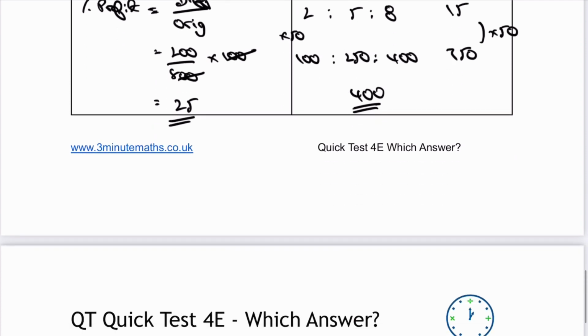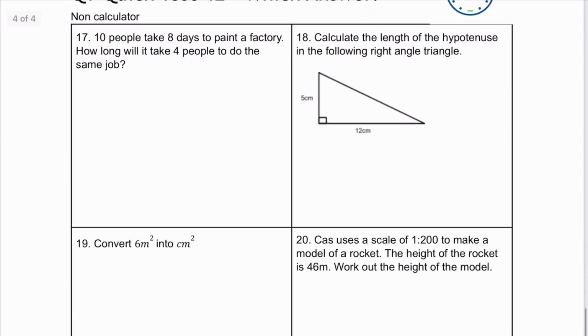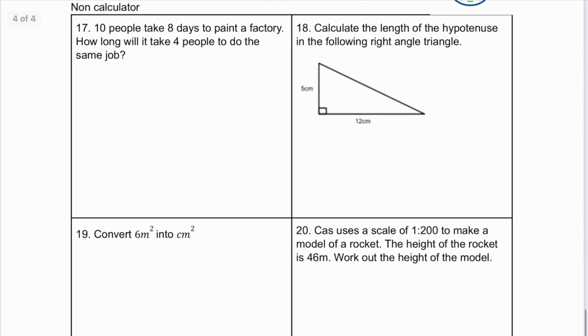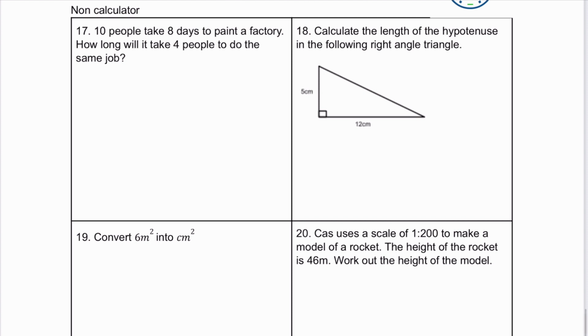Let's move on then to question number 17. So in question number 17, again non-calculator, as I've got noted at the top there. 10 people take 8 days to paint a factory. How long will it take 4 people to do the same job? So what I would always look at with this is, if 10 people take 8 days, then one person must take 80 days to do the job.